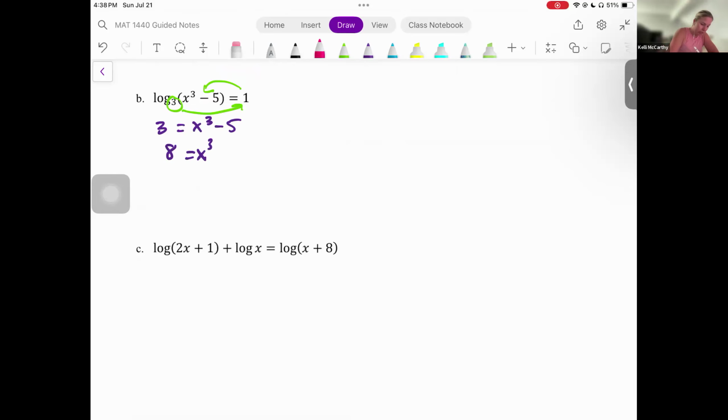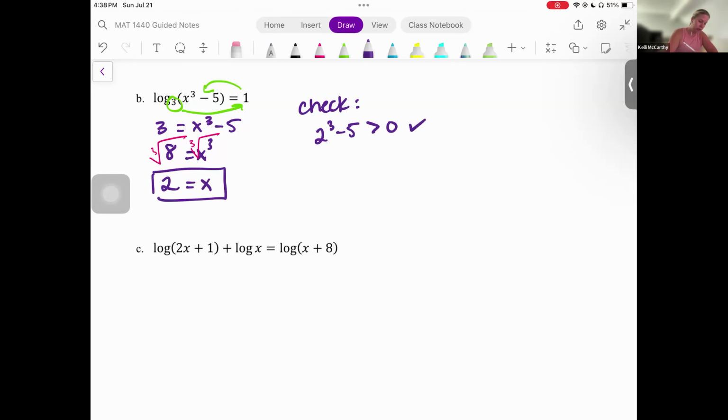And then we want to take the cube root of both sides. With a cube root, we do not add plus or minus. We only add plus or minus if our index is even. So x is equal to, the cube root of 8 is 2. And then we're going to check that 2 cubed minus 5 is positive. So 8 minus 5 is positive. That solution works.